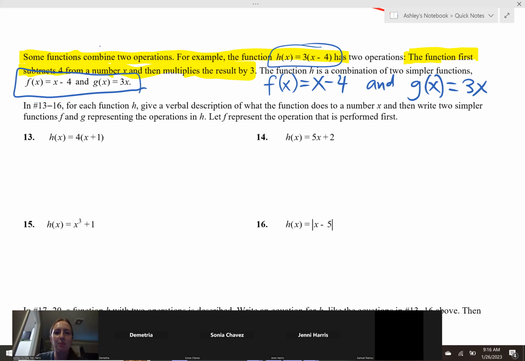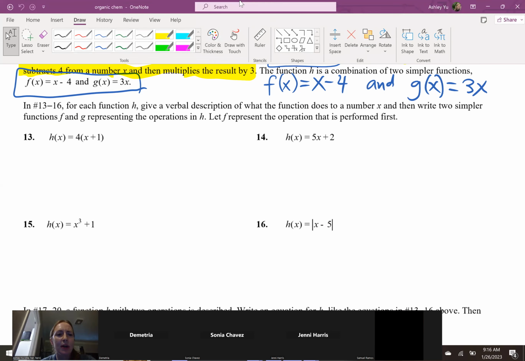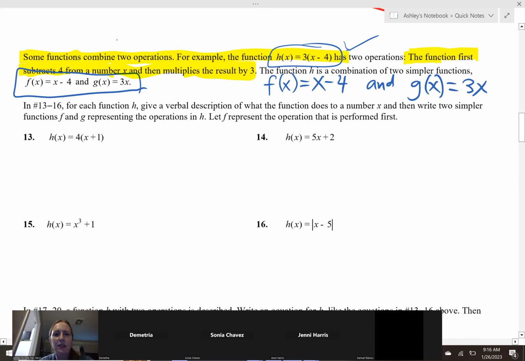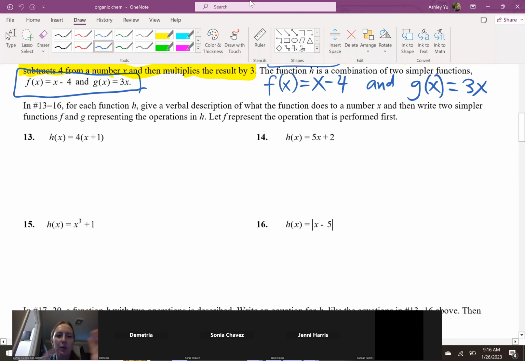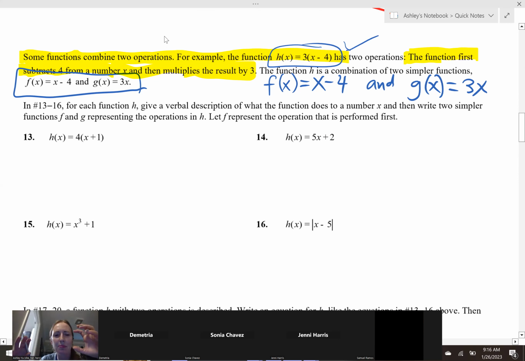So any function that does more than one thing, you can break it down into 2 functions that just do 1 operation each, and somehow they were combined into that one function that was doing more than 1 operation. So what we're going to do is try to break these down and think about what their parts are. If there's a function given to us and it's doing multiple things, can I figure out what those things are? And it's kind of strange to start writing one function as 2 functions separated.